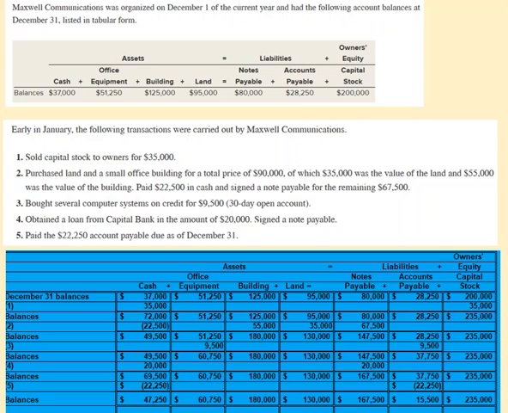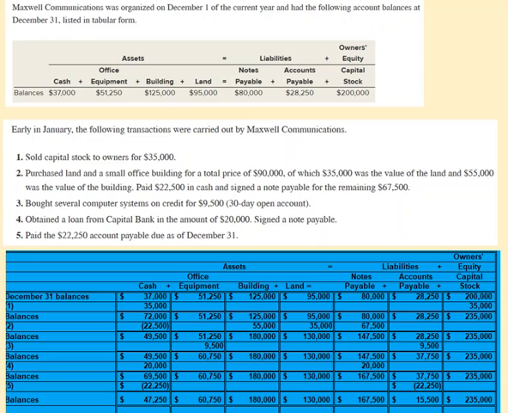Now, keep in mind that what we're looking at here is the type of analysis that you would do before you get into debits and credits, okay? So what we're doing here is not about debits and credits. It's simply about understanding how different transactions affect our accounting equation, okay?